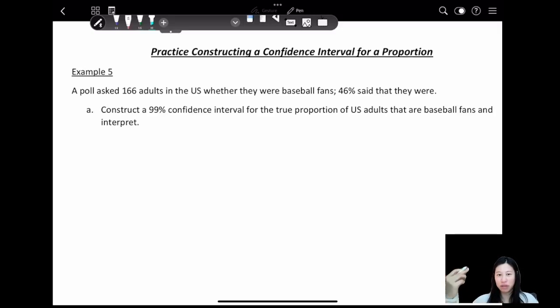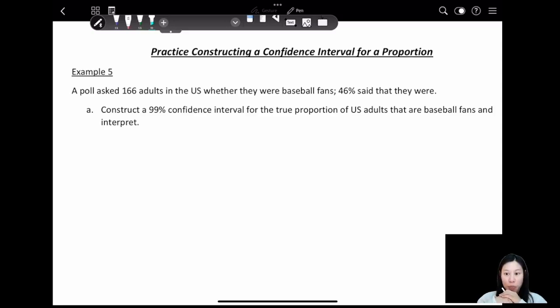So today we're going to give you some practice on how to construct a confidence interval for a proportion. Basically, how can we find an appropriate fish net to catch our fish? A poll asked 166 adults in the US whether they were baseball fans. 46% say that they were. Construct a 99% confidence interval for the true proportion of US adults that are baseball fans and interpret it. So that means we need to draw a conclusion.